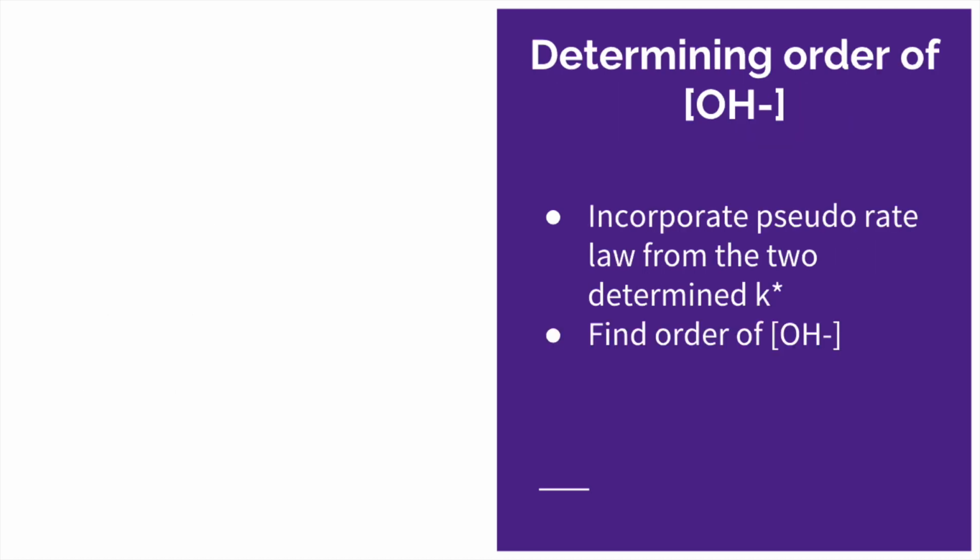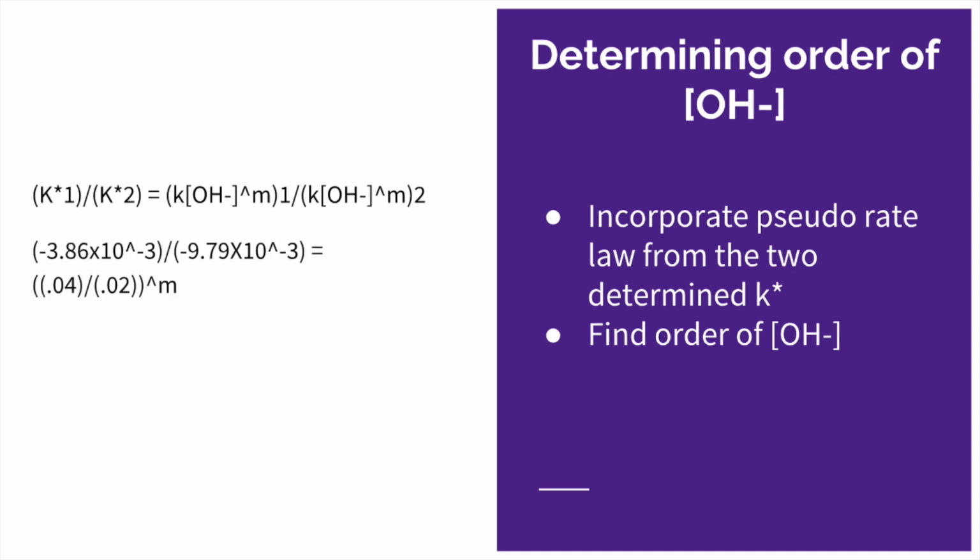Now that we have the concentrations, we can determine the order of hydroxide. To do this, we must put one pseudo-rate law over the other using two trials. Because we know that k prime is the slope, and we have two slopes, we put the slopes over each other, and using basic algebra, we can determine that the order, or m, equals 2. So hydroxide is second order.